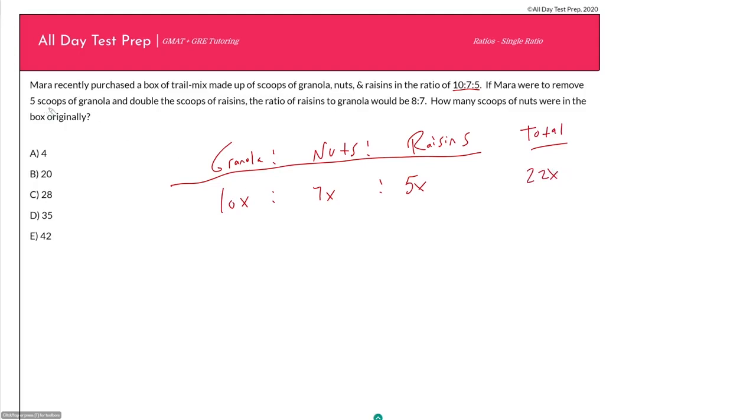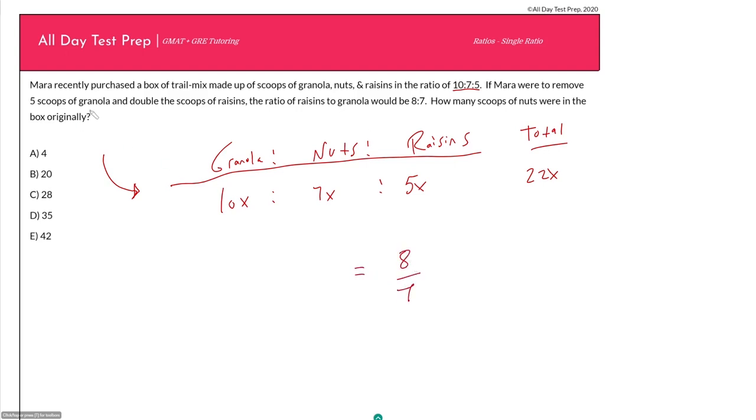If Mara were to remove 5 scoops of granola and double the scoops of raisins, the ratio of raisins to granola would be 8 to 7. And so here I am setting up my ratio. Now I am sort of translating. I am doing arithmetic. So if I wanted to call this 8 to 7, I can call it 8y to 7y, but the y's would just cancel out, right? So when I'm doing arithmetic, I just write my ratios as fractions. This is the change that occurred now, something is going to be equal to 8 to 7.